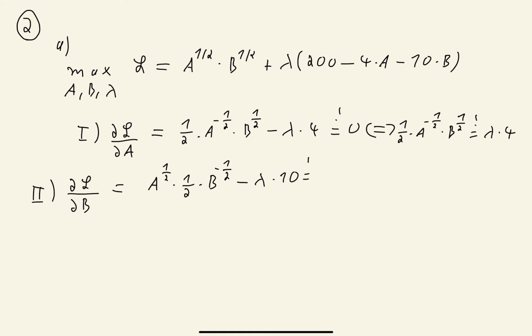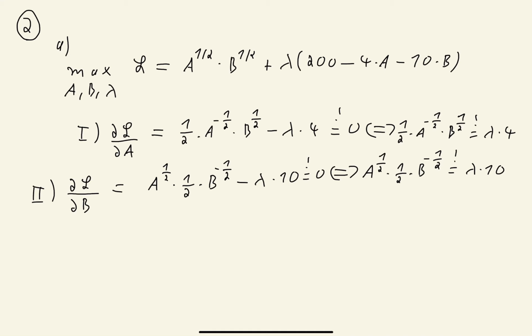This should be equal to 0. And again, if we rearrange this to bring the second term on the right-hand side, we end up with A to the power of 1/2 times 1/2 times B to the power of minus 1/2. And this should be equal to lambda times 10.